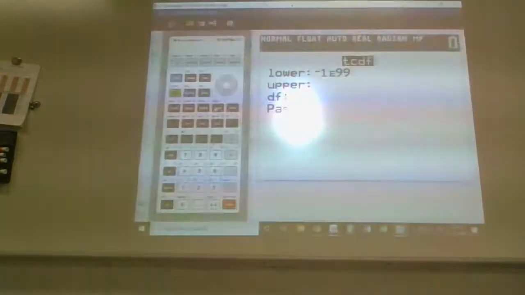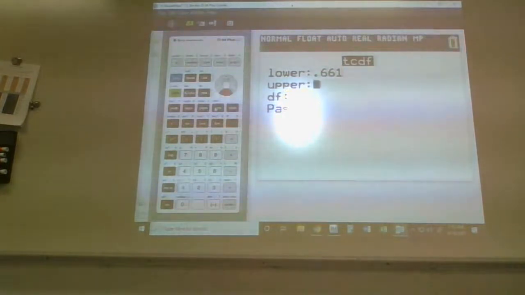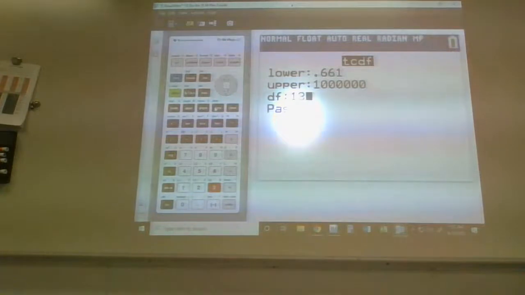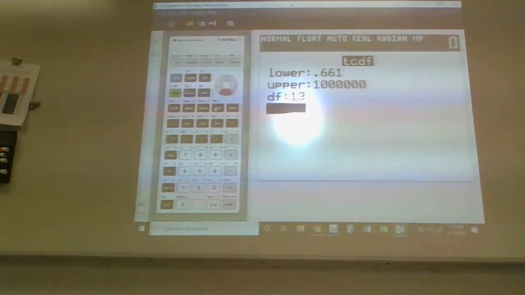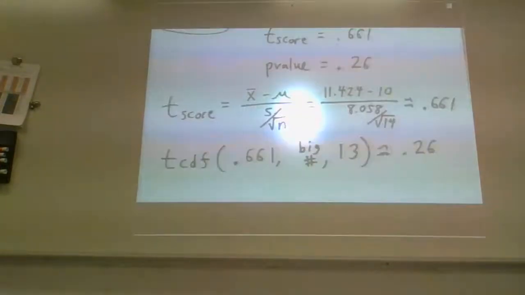If I type that here, 0.661, comma, some big number, comma, 13, boom, 0.26. I'm just showing you the mechanics. These are the mechanics behind these calculations. How they got the t-score, how they got the p-value. Conclusion.